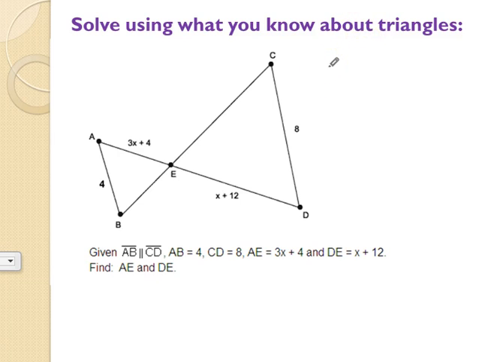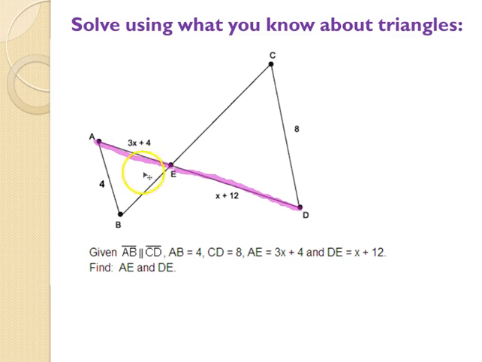Alrighty, so let's now use what we know about triangles to help solve this. What do we need? So we've got some givens. We've got some given side lengths. And we need to find AE, which is this length here, and DE. We need to find both those legs. So remember, corresponding sides are going to be proportional. So what is the equation, or proportion, I should say, that we would set up?